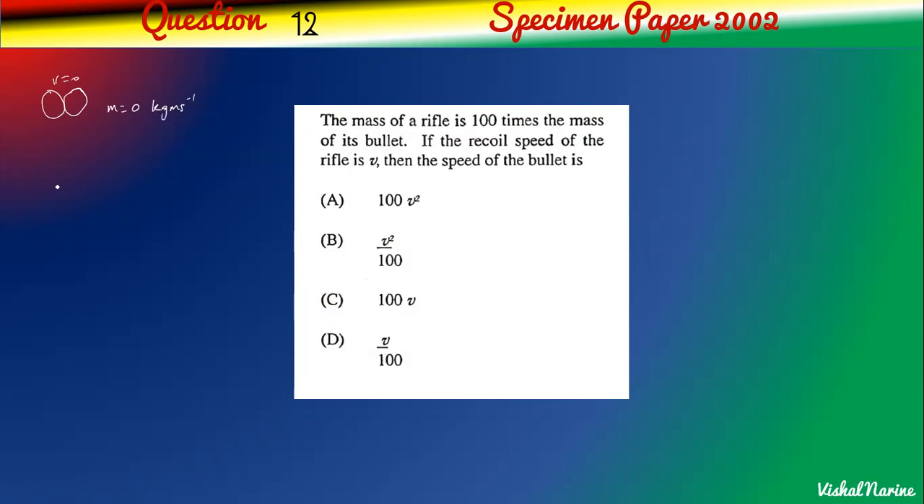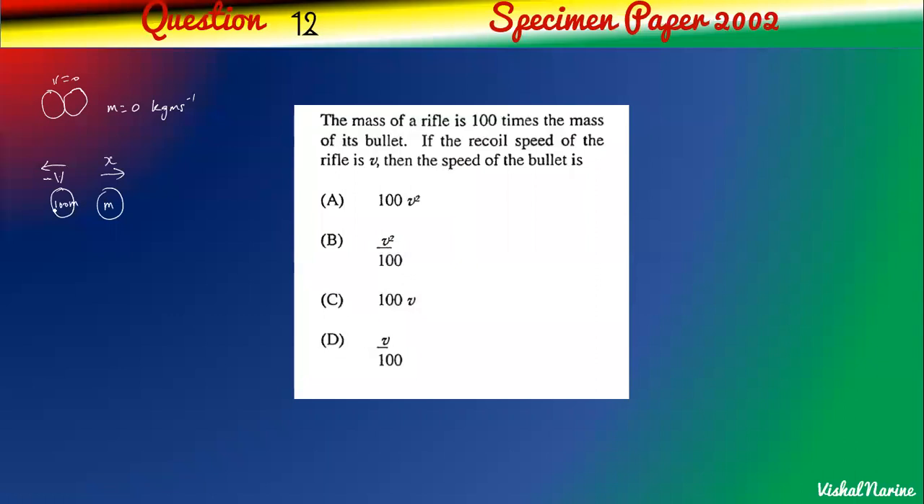So after now in the final stage, this is the bullet. Let's call the mass of the bullet m, and the question tells you that the mass of the rifle is 100 times the mass of the bullet. This is 100 m. It tells you also that the recoil speed of the rifle is v. So let's call this v, and recoil meaning it is going to go backwards. So this is basically minus v. I'm going to drop the units just for ease of working. And this here is unknown because the bullet is going to go forward, and we will call that x.